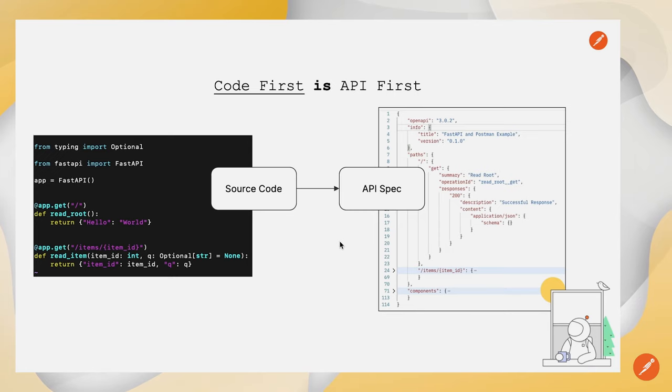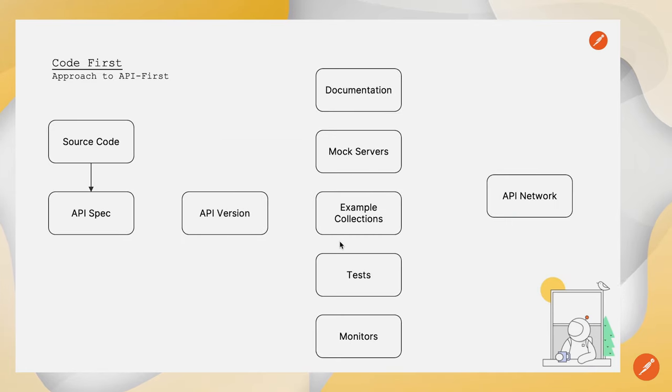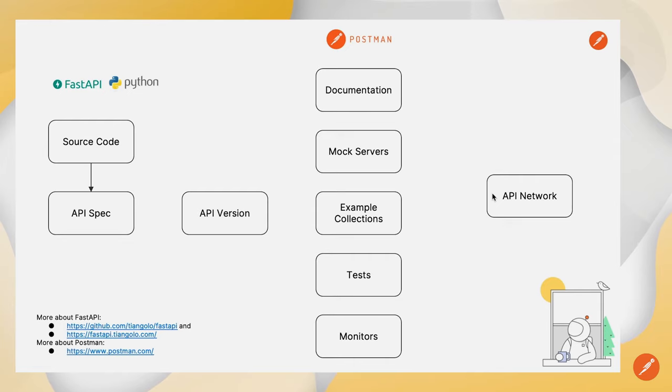Both have their advantages. Today, we're going to look at a code-first example, but we don't want to just stop with generating an API spec from our source code. We want to handle things like API versions across different environments and regions, documentation, mocks, tests, monitors, and ultimately making that API available as a release.